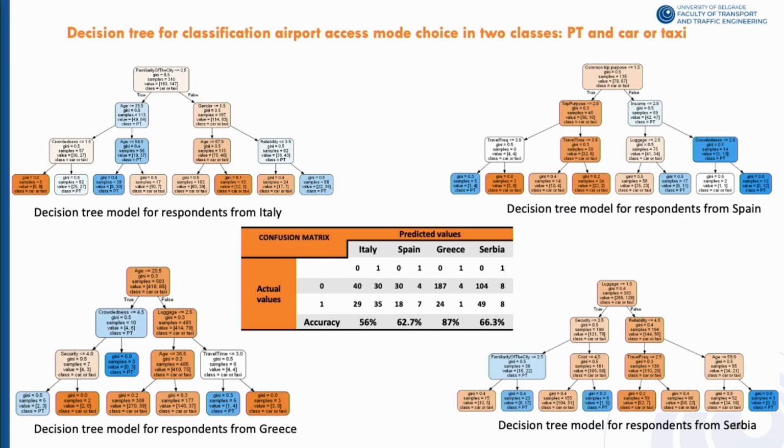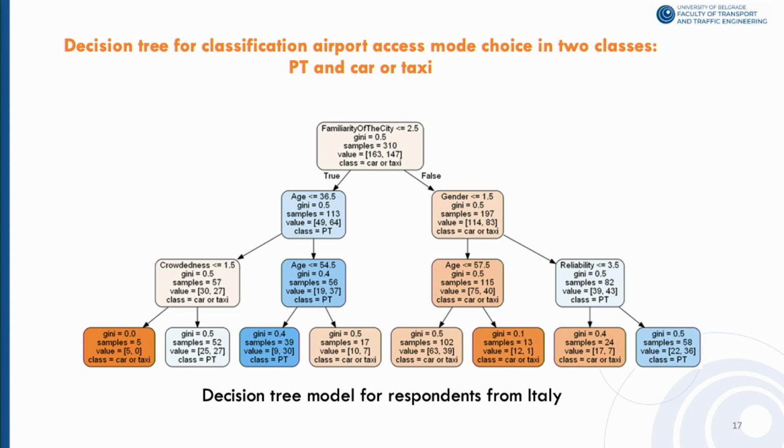On this slide, I would just like to point out the confusion matrix that shows you the performance of the model. The accuracy varies from 56% up to 87%. But let's go to the models. This is the first decision tree, from the Italian market, where we learned that for Italian people, it is very important how familiar they are with the city. Those who are very familiar with the city would probably use a car or taxi to reach the airport. If they are not so familiar with the city, especially those aged between 36 and 54, they would use public transport.